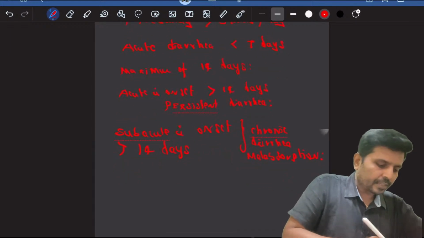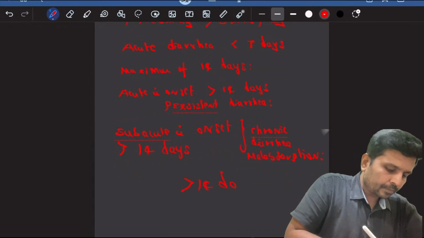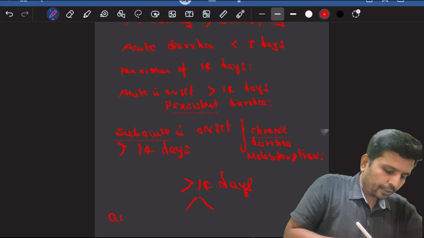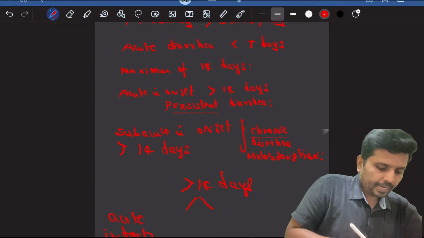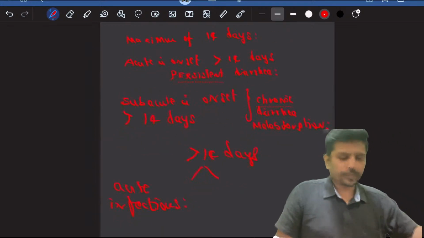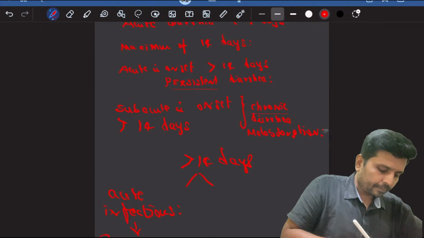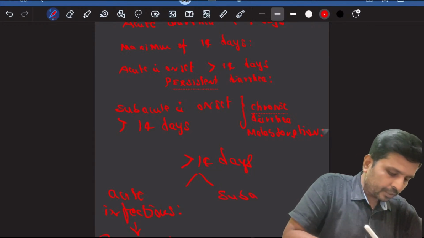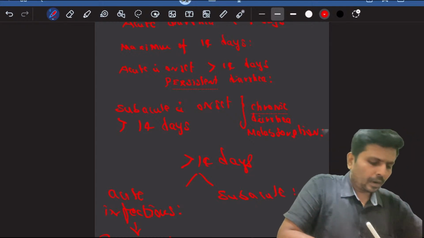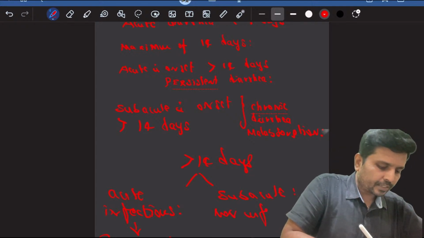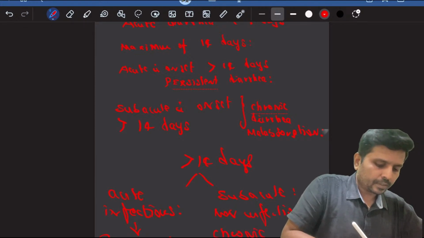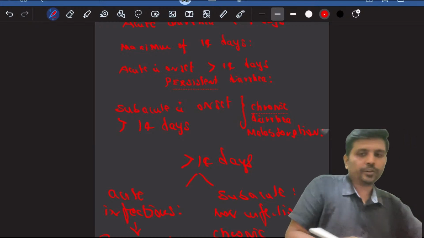So the definition of persistent diarrhea is more than 14 days, acute onset, as well as infectious origin. It can be viral, bacterial, or something else. Whereas subacute in onset, often non-infectious, is chronic malabsorption. That is the difference that you need to know.